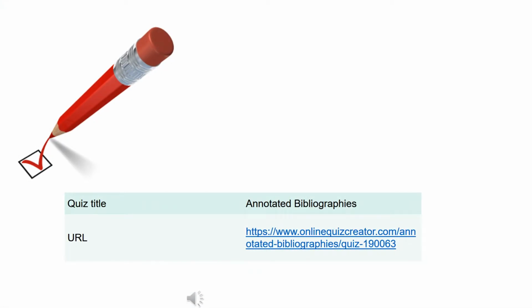Let's test your knowledge of annotated bibliographies. Pause the lesson and follow the URL to find 2 short questions about annotated bibliographies.